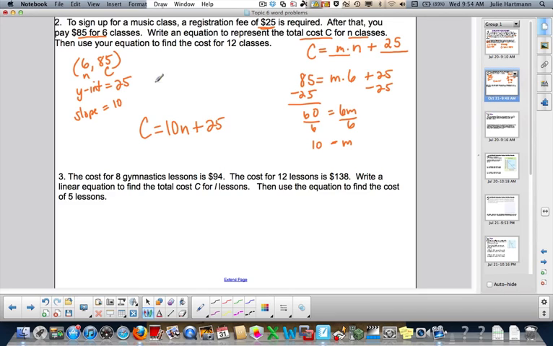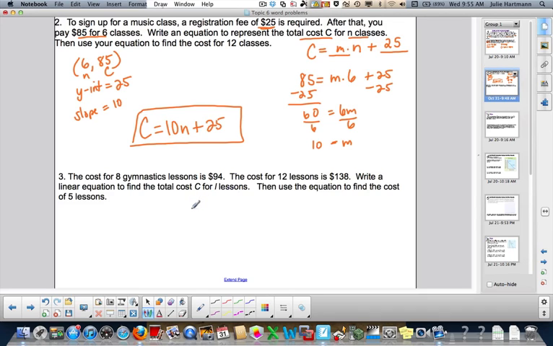So this one, we were given a point and actually the y-intercept here. Typically the ones we've done, we're given a slope and a point, but this was the y-intercept and a point. And we can solve for the slope. Okay, but right there is your equation. All right, the next problem, number 3. The cost for 8 gymnastics lessons is $94. The cost for 12 lessons is $138. Write a linear equation to find C, the total cost, for L lessons.